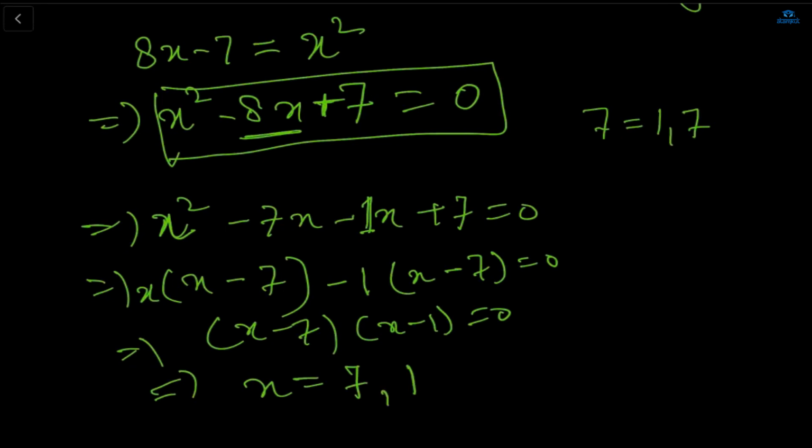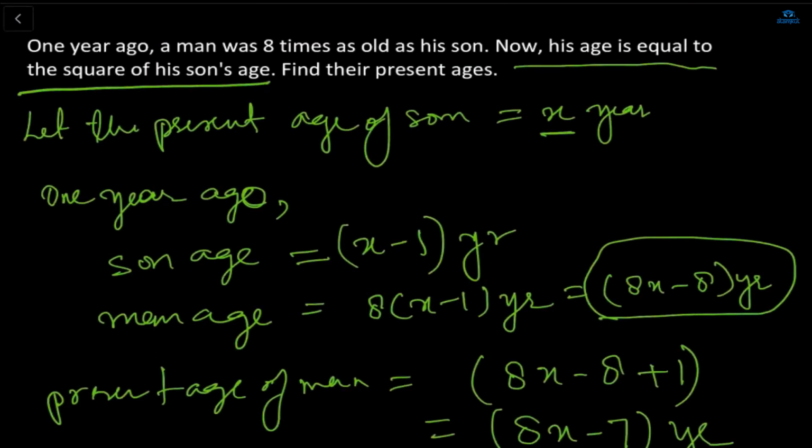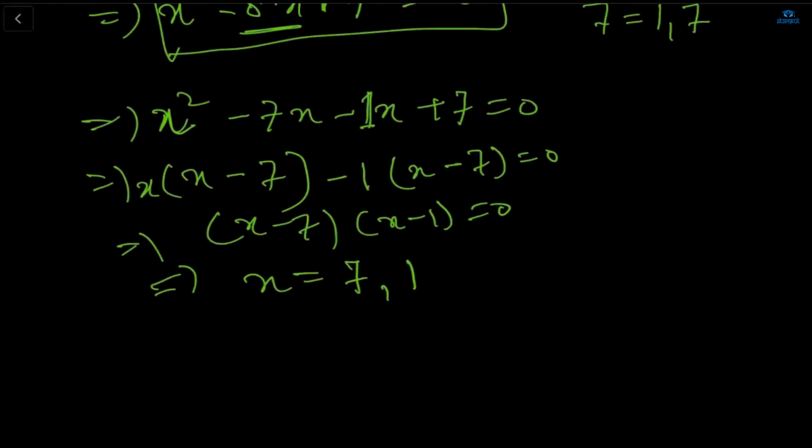Okay, but you have to check that 1 will not be the possible value because it is talking about the past age of the son also. Because it is said that 1 year ago the man was 8 times as old as his son. So if the present age of the son becomes 1, because x is the present age of the son, not the man, if you go 1 year back, he will not be born yet. So we cannot take x as equal to 1, we will be taking x is equal to 7.